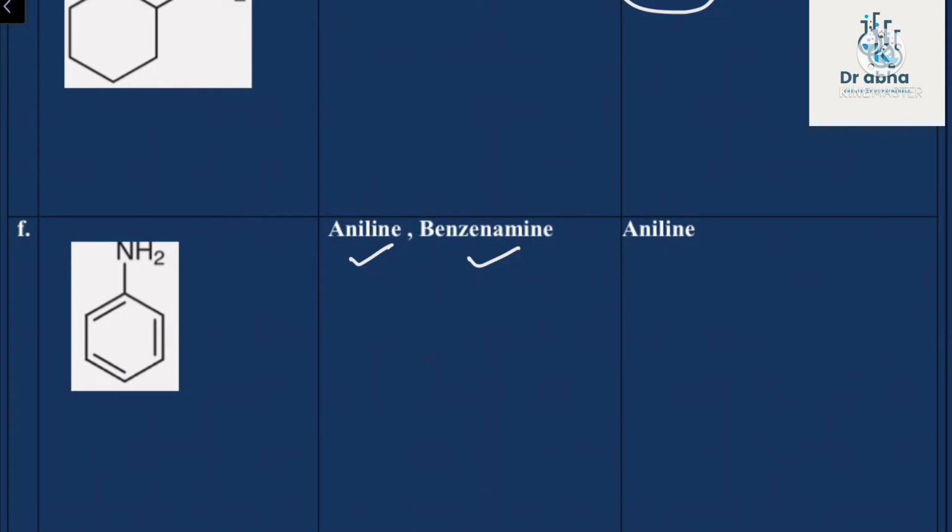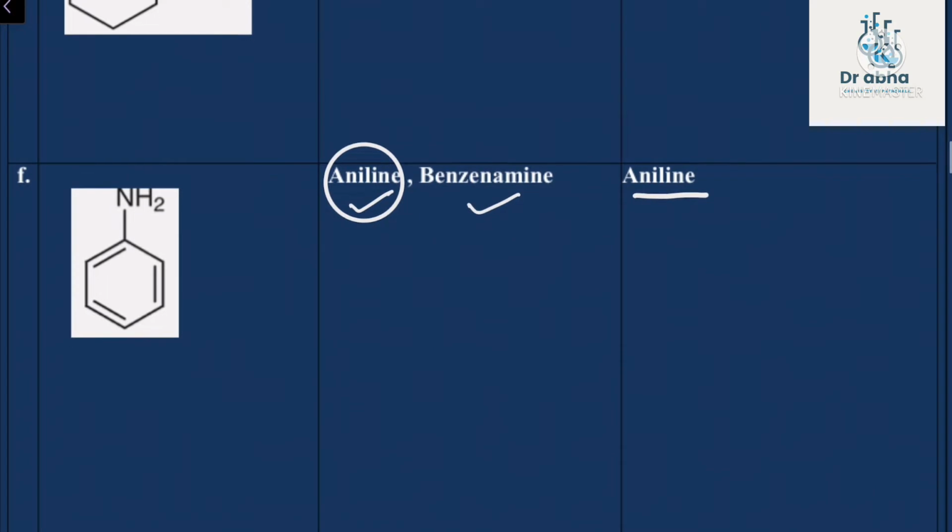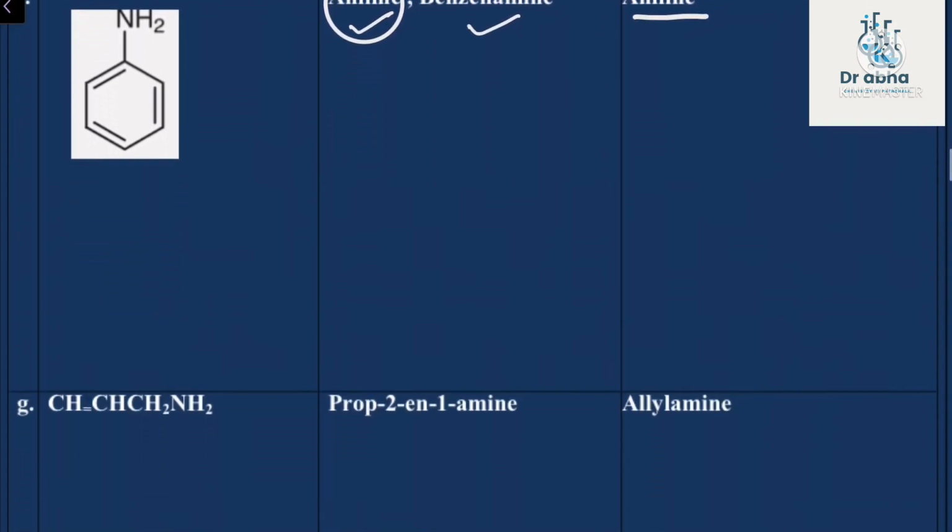These names were discovered much before IUPAC. So when the IUPAC system was invented, these historical names were carried forward. So aniline is very liberally used as an IUPAC name. Aniline is a common name also. And one more IUPAC name is benzene amine.